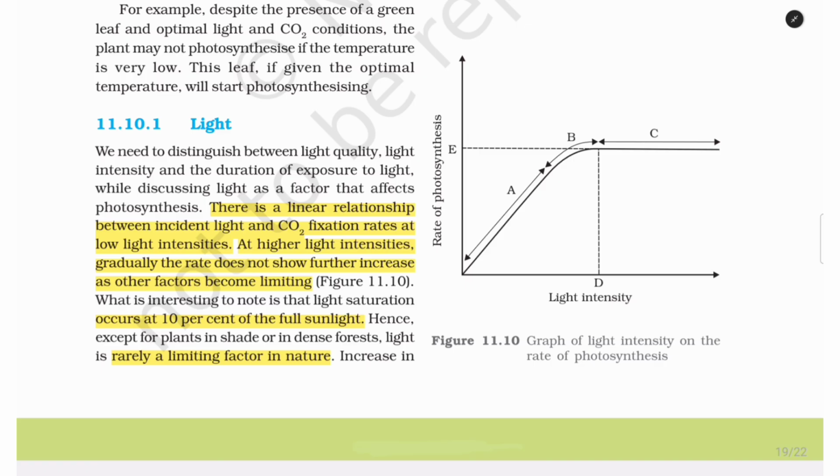11.10.1 Light. We need to distinguish between light quality, light intensity, and the duration of exposure to light while discussing light as a factor that affects photosynthesis. There is a linear relationship between incident light and CO2 fixation rates at low light intensities. At higher light intensities, gradually the rate does not so further increase as other factors become limiting.